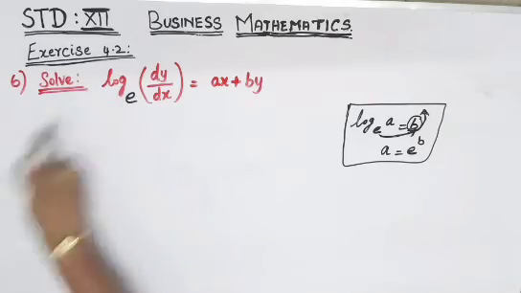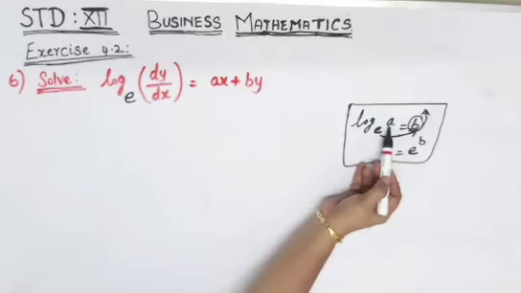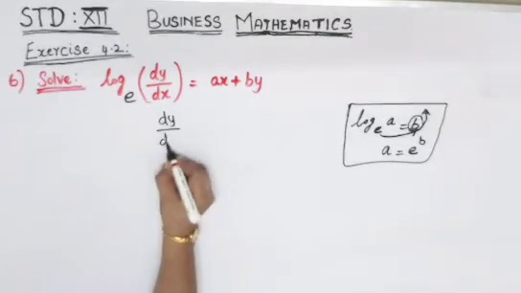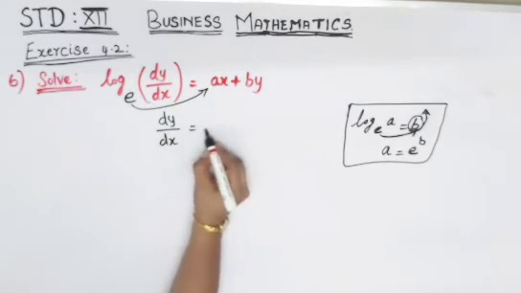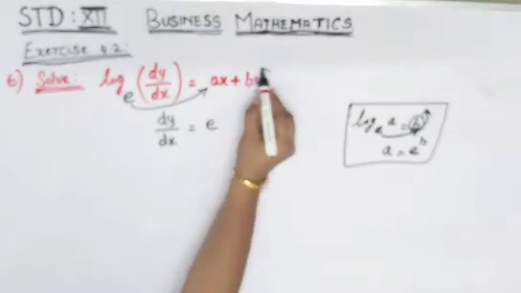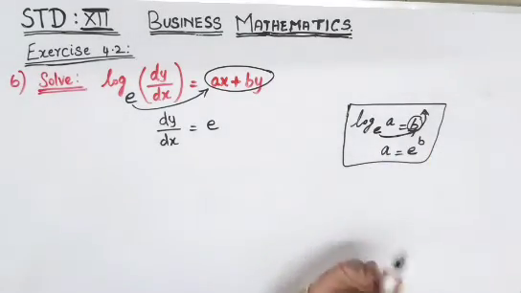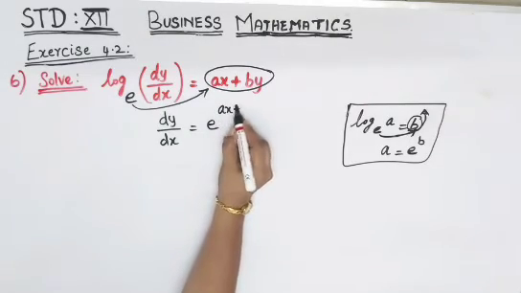So log we will have to remove it. So what you will have to do is, this dy by dx is there in the place of a. So just write dy by dx. This e should go that side, so e will come here. This whole thing has to go to the power, like that only we wrote now. B has to go to the power. So here in the place of b, what you have got, ax plus b. So that will go to the power of e.